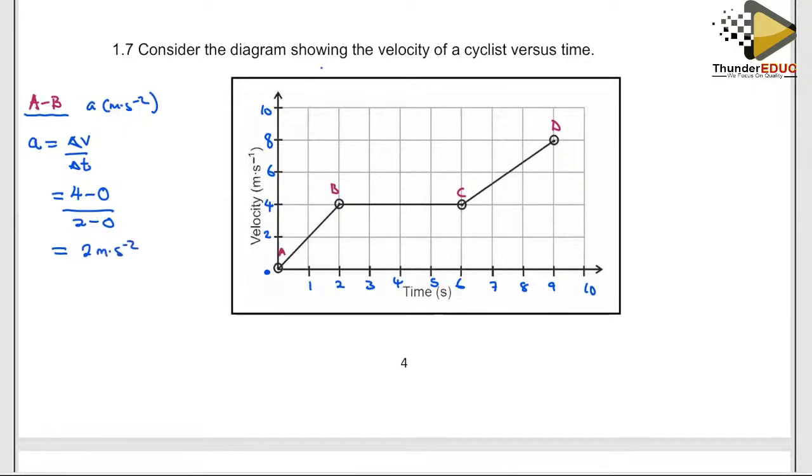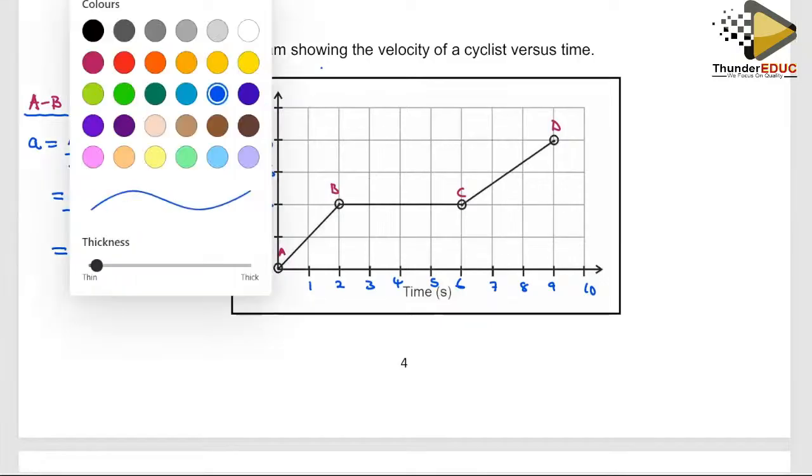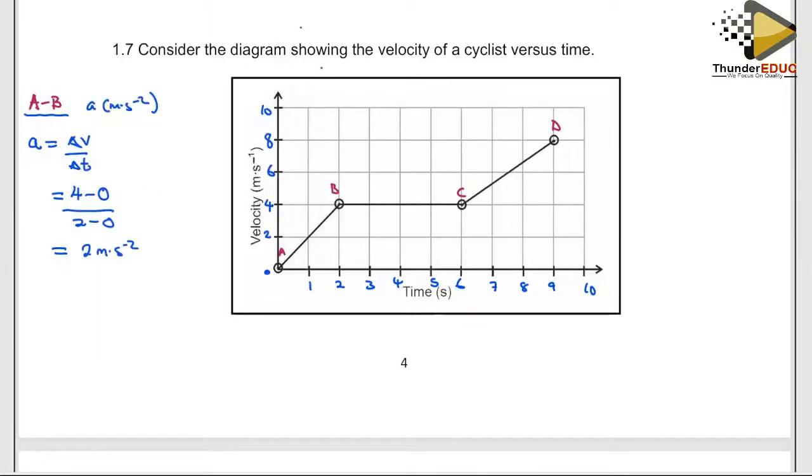Then after that, now I'm going to look at the velocity again between B and C, right? So I'm going to say B to C. What's happening? B to C there, I'm going to say my acceleration is equivalent to delta V all over delta T. Therefore, in terms of this, what's my acceleration, my velocity there? Can you see it's actually constant?